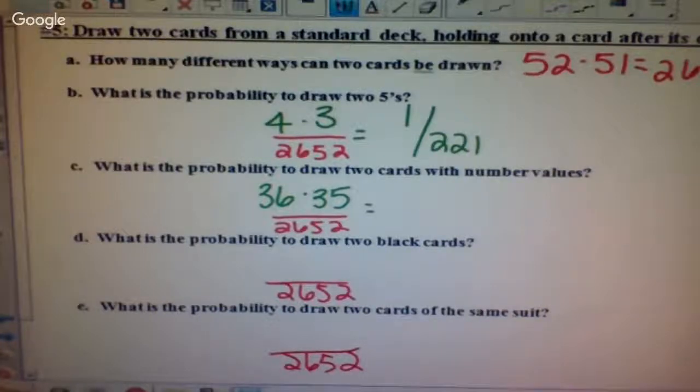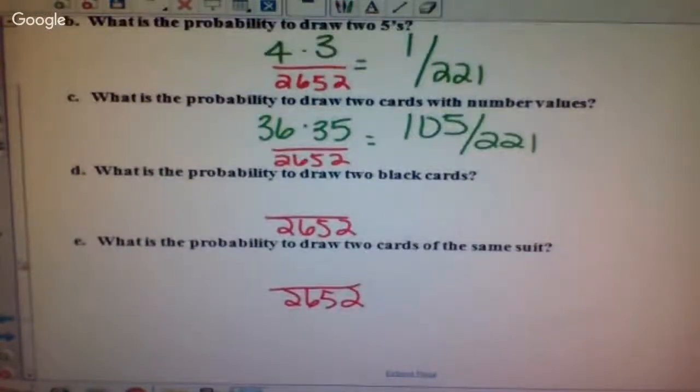It's 105 over 221. Oh, I got 105. What's the probability of drawing 2 black cards? 26 times 25. I've got 26 total black cards and 25 once I've pulled one.